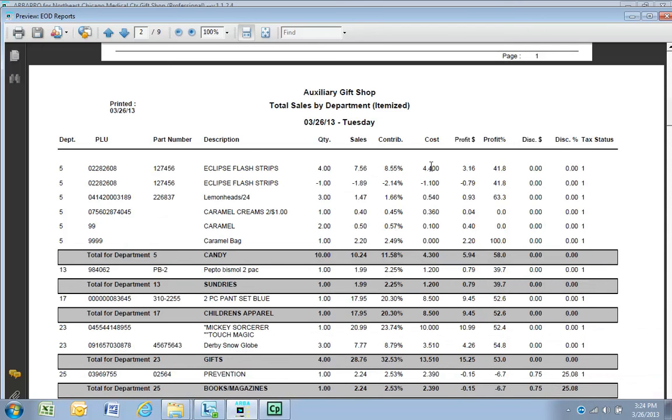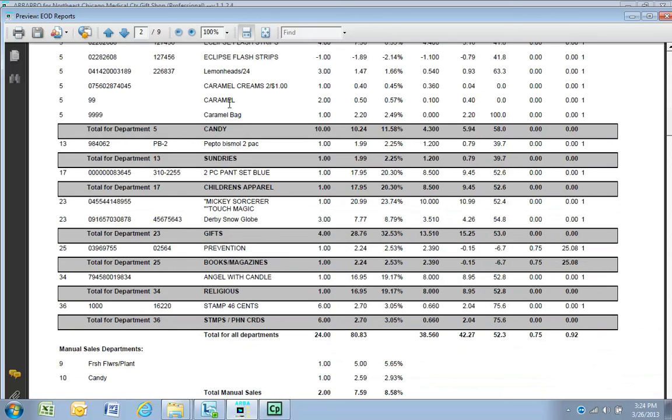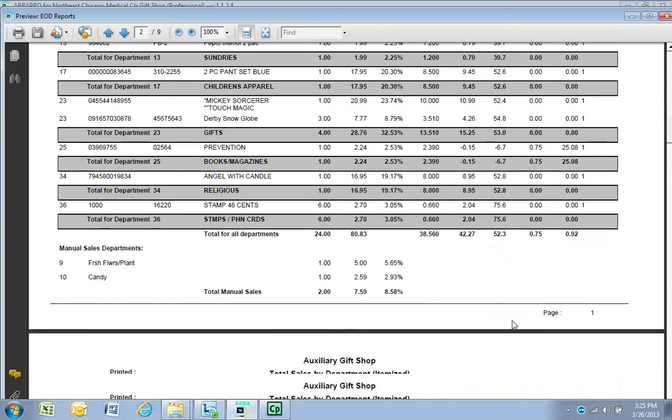This is our merchandise cost. This is what we paid for it. This is how many dollars in gross profit we've generated. This is our gross profit percentage. There are no discounts done on these items, no discount percentages, and all of these items are taxable. And as you can see, we've got all of the items that contributed to our sales grouped by those department categories. Manual sales: as you can see, there's no cost or gross profit associated with the manual sales. Those are those orange keys on the cash register.